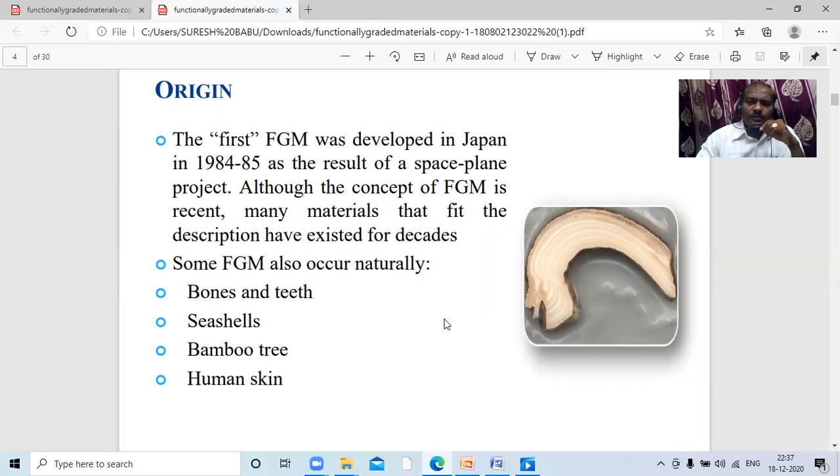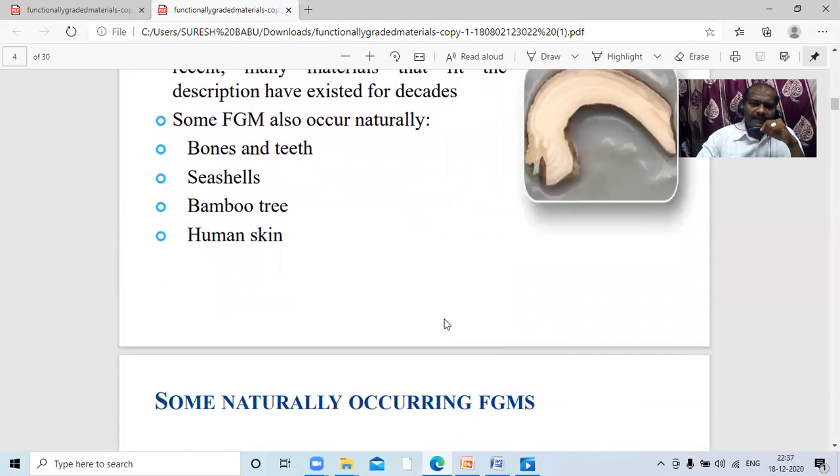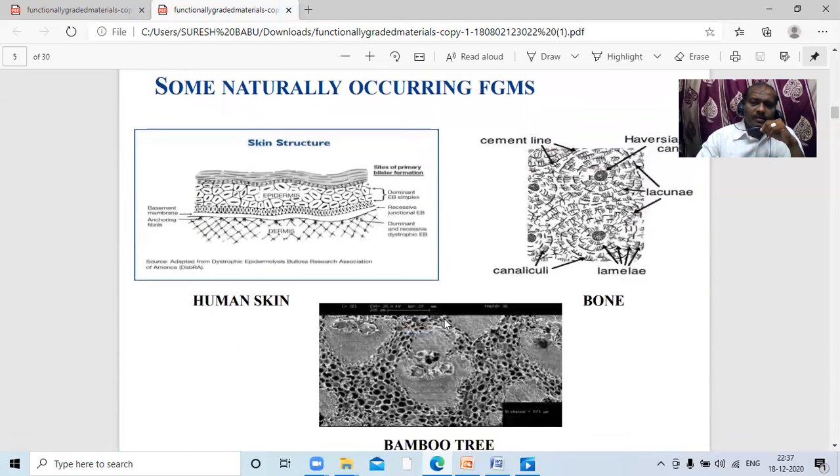It can be possible in naturally available materials. It is also possible with artificial preparing methods. Next, a few examples of this, which I already told: skin, bone, and bamboo tree. If you observe, the structure will be like this.